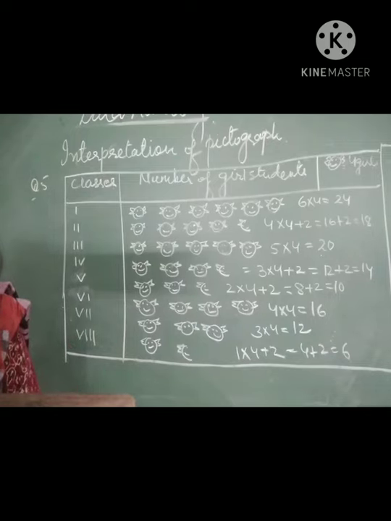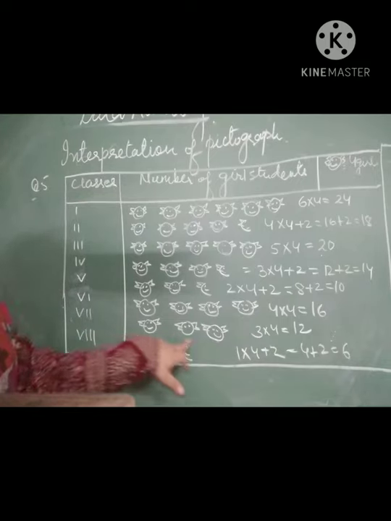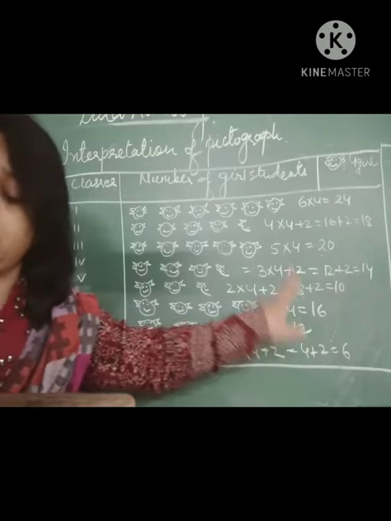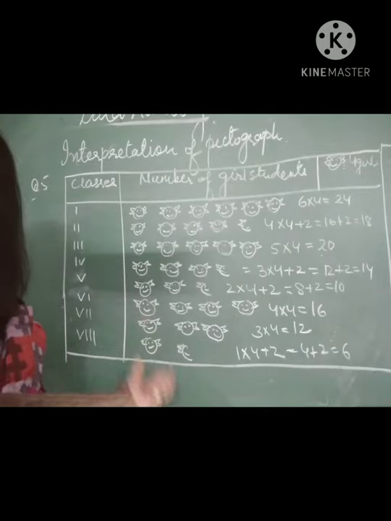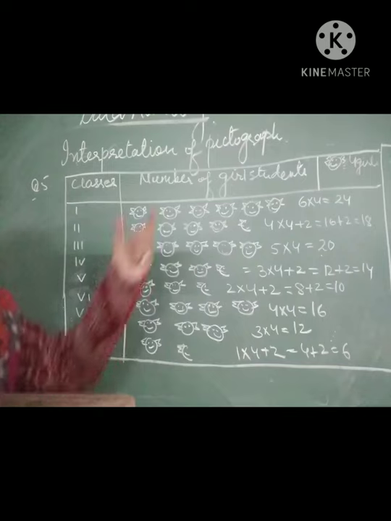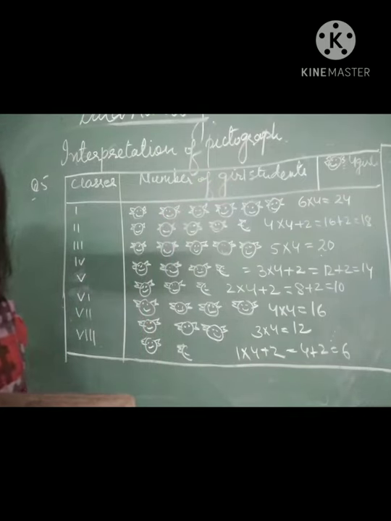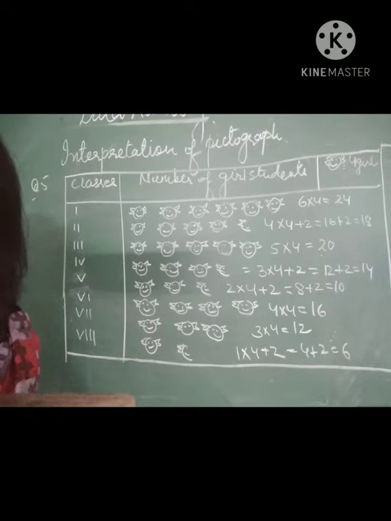Now the next question is how many girls are there in class 7th? See, how many girls are there in class 7th? 12 girls are there, 3 complete pictures are there. So we have to multiply 3 by 4 because one picture represents 4 girls. Okay, in this way we can get the data from the pictograph.